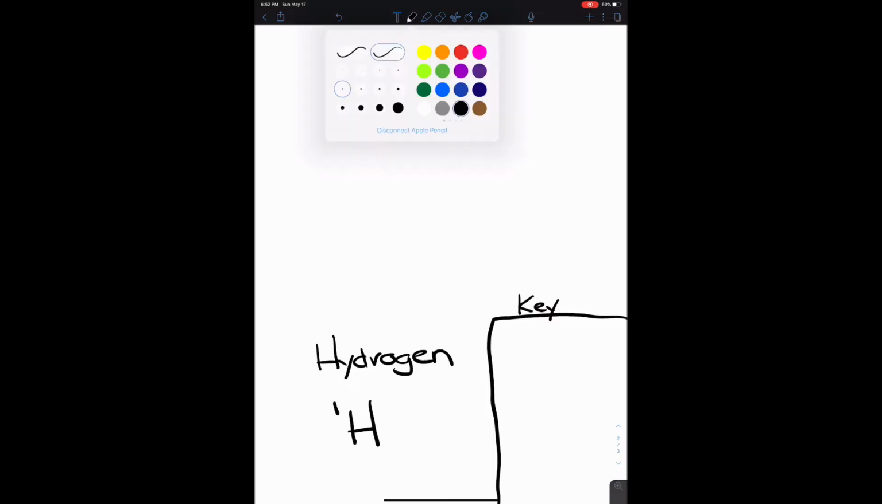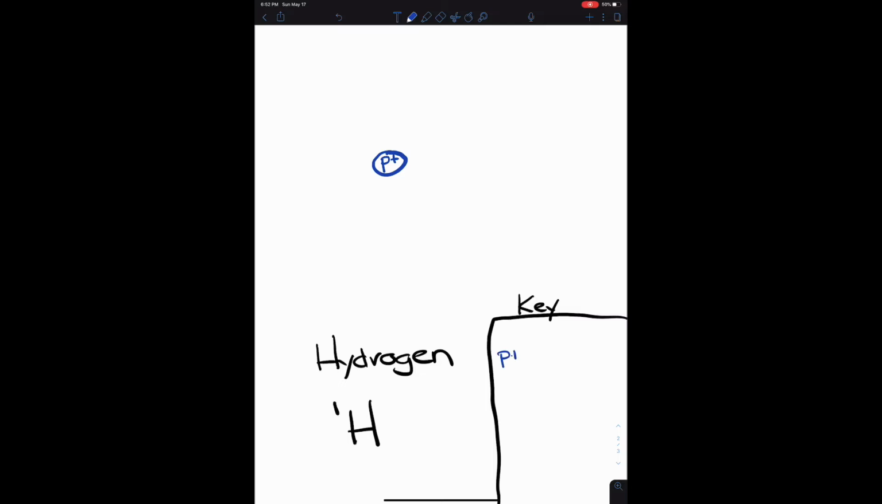And then I'm going to get my blue pen, and I'm going to do a little P with a plus and a circle, and that is my little proton particle. So I have a P with a plus, which equals proton, okay? I love that protons start with P because they are positive. P, positive, proton. This proton has a positive charge.